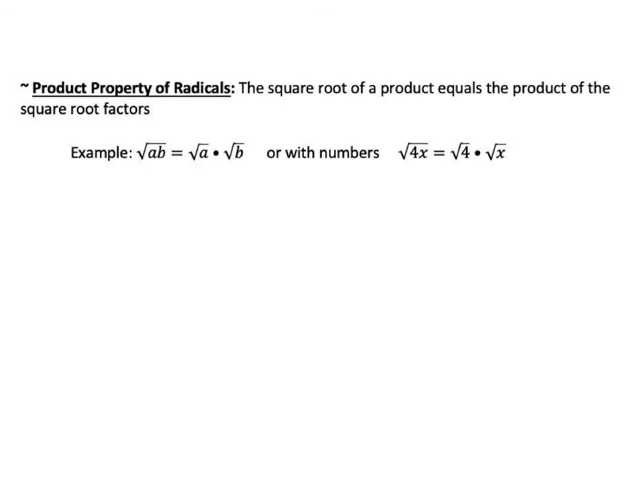The second thing I'm going to show you in this video is how to apply the product property for radicals. So it says the square root of a product equals the product of the square root factors. A little bit of a confusing statement, but easier to see illustrated right here. Okay, so if I have the square root of a times b, I can separate that into 2 separate square roots. So why does that help me? Well, if I've got numbers, take a look at this. Square root of 4x can be written as the square root of 4 times the square root of x, and if you know that the square root of 4 is 2, it helps you simplify.